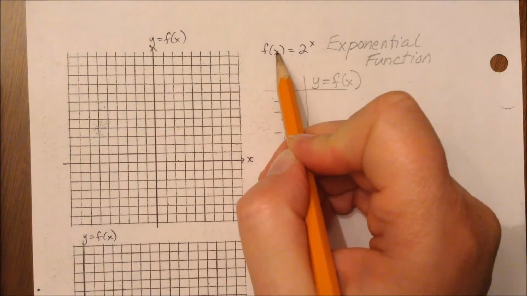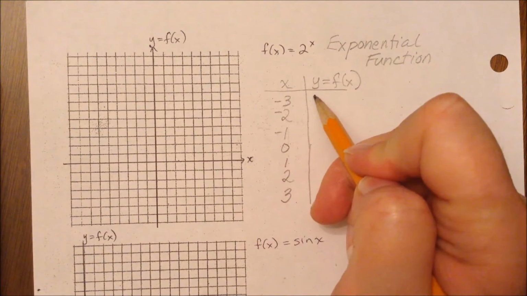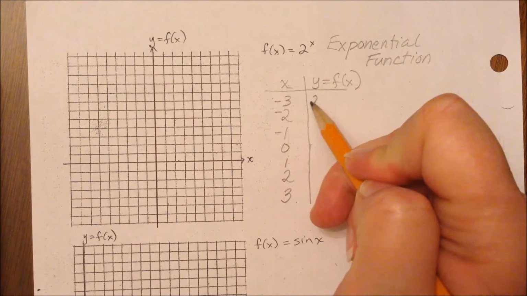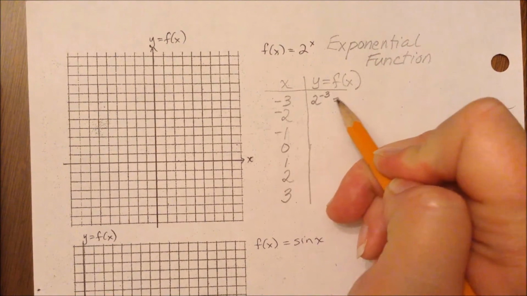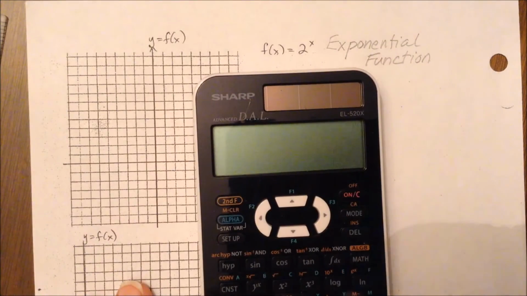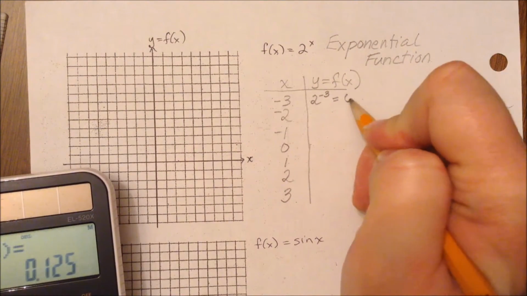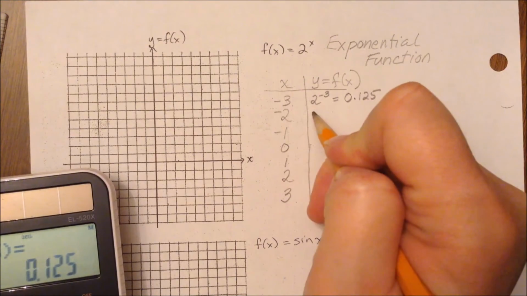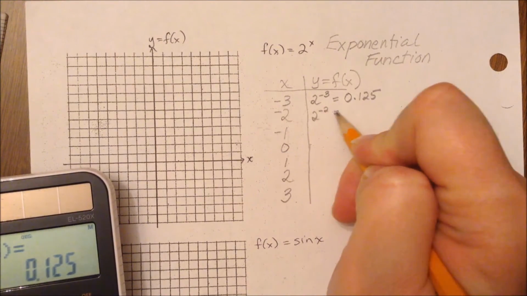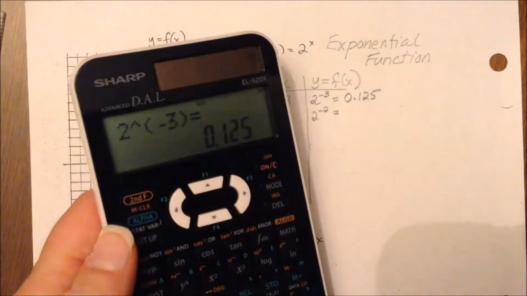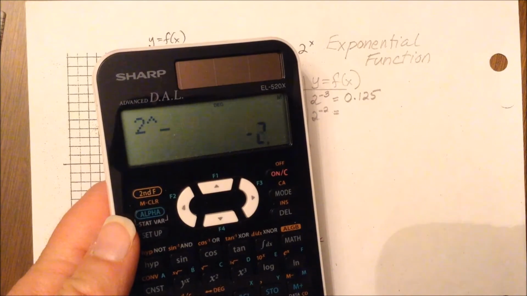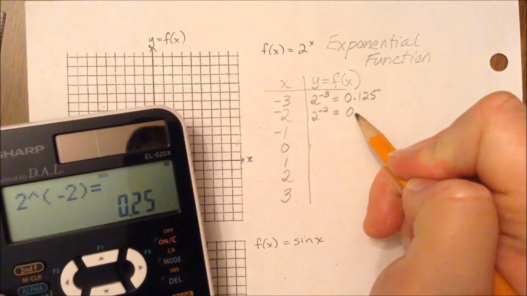So let's substitute that -3 in for x. So we have f at -3 would be 2 to the exponent -3. And on your calculator, look for the y to the x button or x to the y, 2 y to the x, -3. And that is 0.125 or 1/8. So similarly, we would do 2 to each of the x values. 2 to the exponent -2 is 0.25 or 1/4.